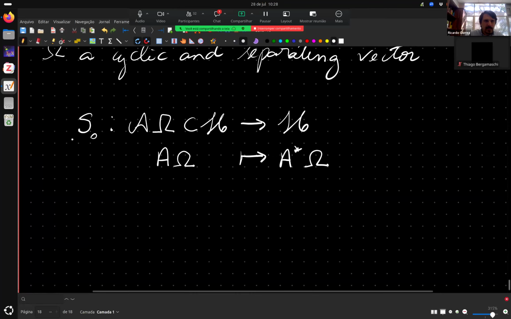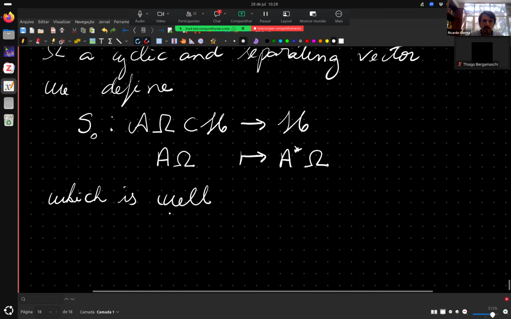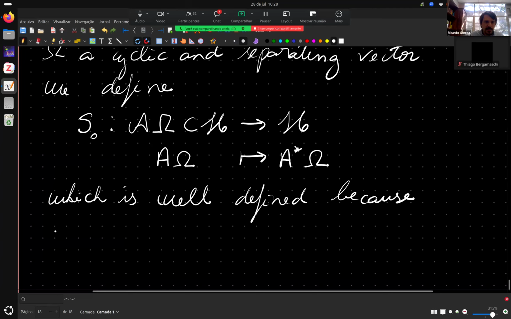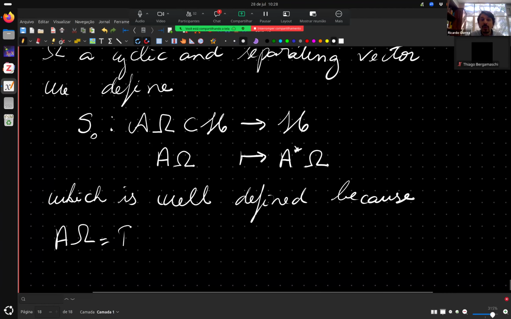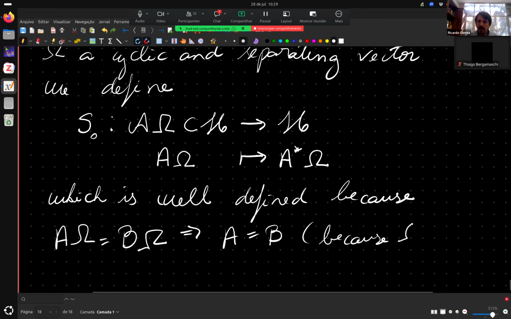Then I can define this operator, which is well defined just because if A Omega is equal to another representative of the same vector, so if I can write the vector in two ways, then A has to be equal to B, because Omega is separating.